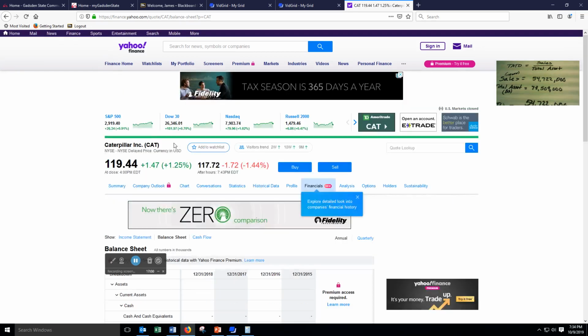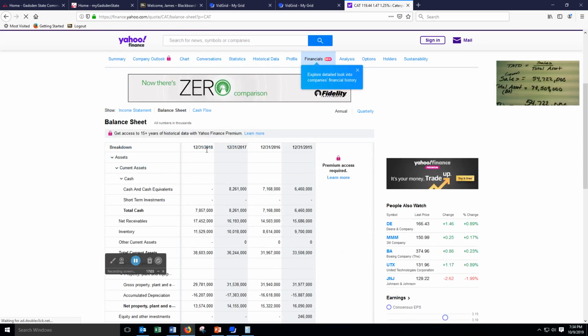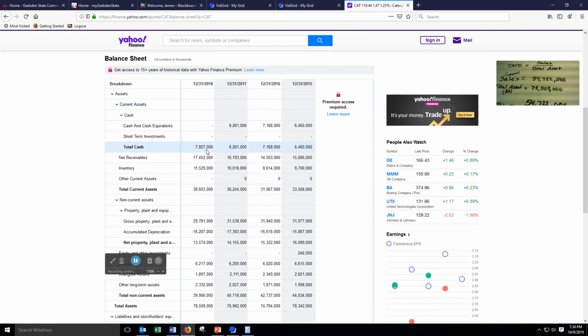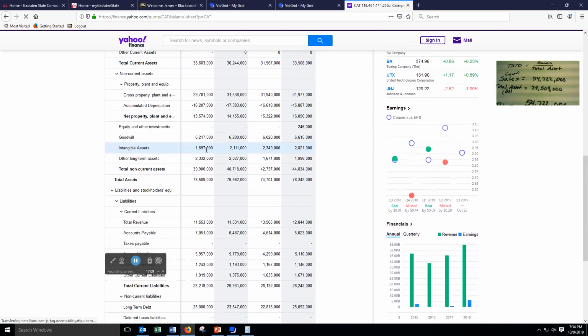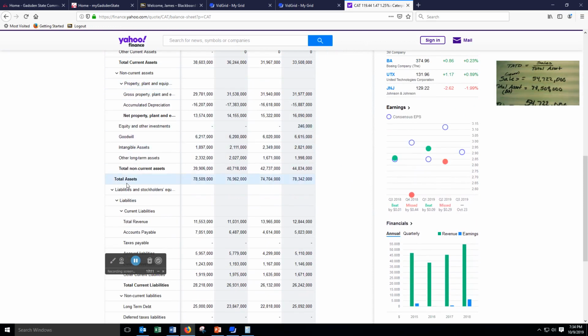Total assets comes off the balance sheet. This is the balance sheet that matches the income statement we just talked about. We're going to go down here, not total current assets, but total assets of $78,509,000,000. Now, one thing to look at here is that goodwill and intangible assets, a lot of times, are sort of unreliable numbers. We really don't want to count those as assets in some cases.